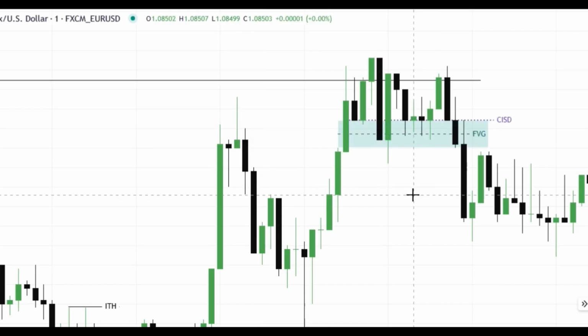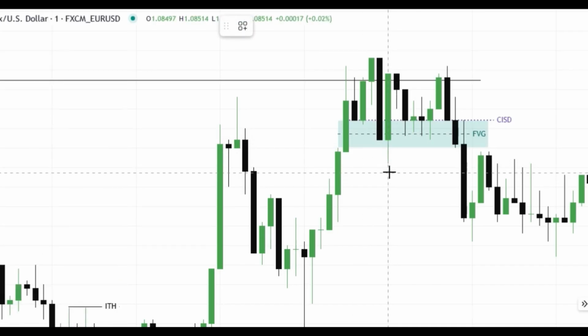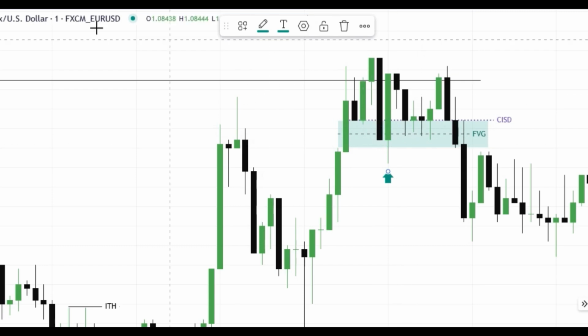Is it an intermediate term low or not? It has a short-term low to its left, and another short-term low to its right, so this becomes an intermediate term low. Where do you move your stop? You trail it right under this intermediate term low.